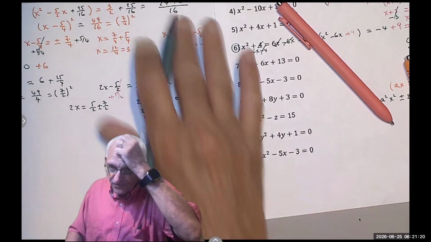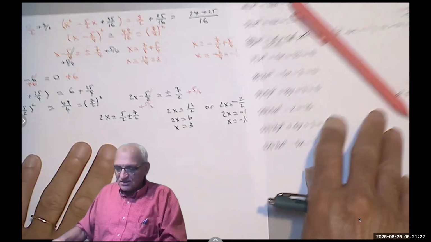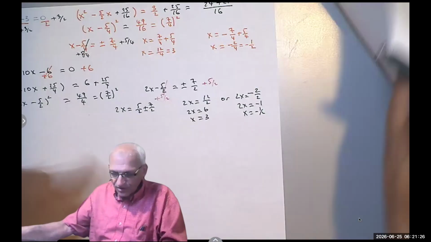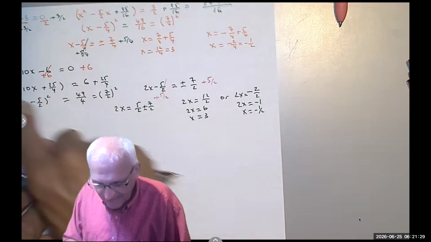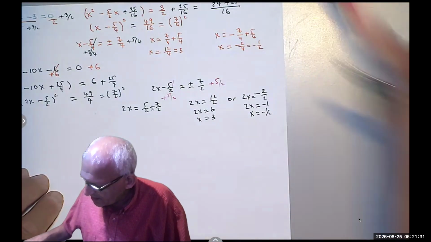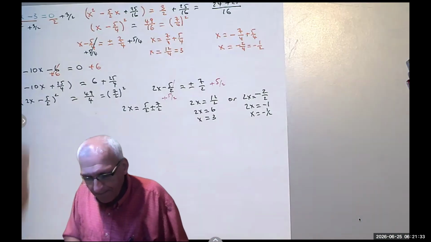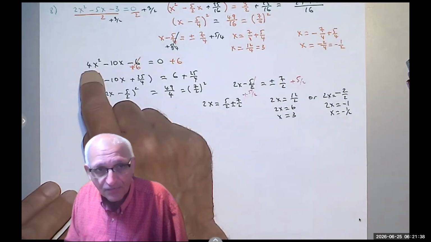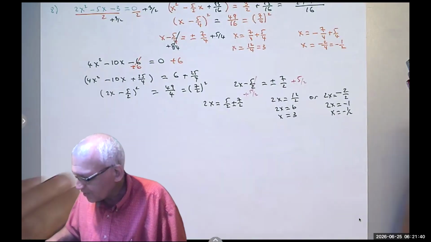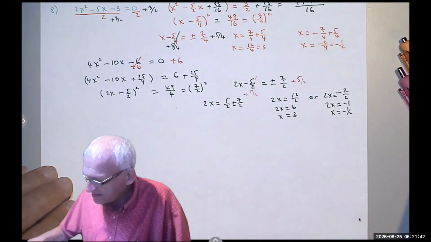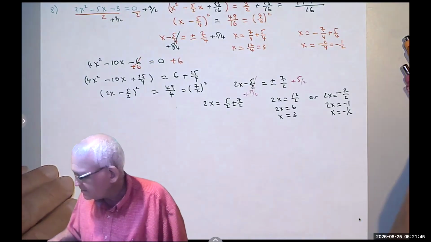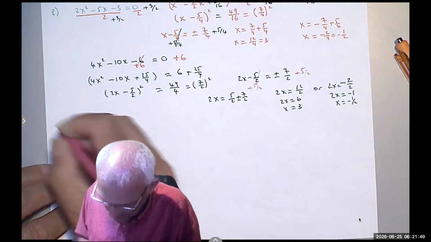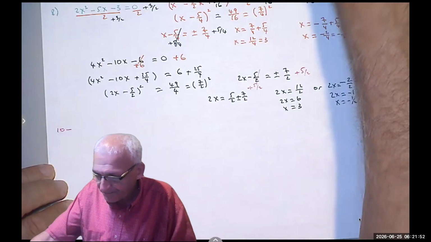If you are comfortable working with fractions, then you use the first method. If you prefer to work with integers, at least in the beginning, then make this coefficient a perfect square. Let's take problem number 10 and see which method would be easier. So let's look at number 10.